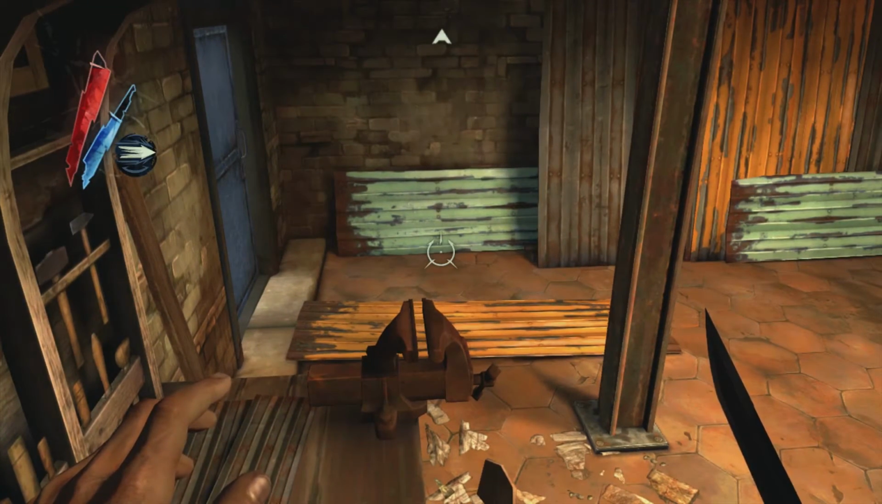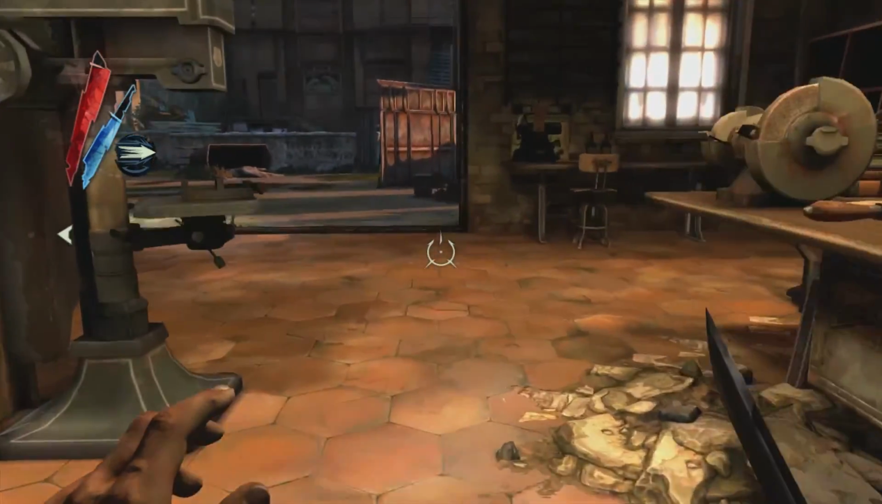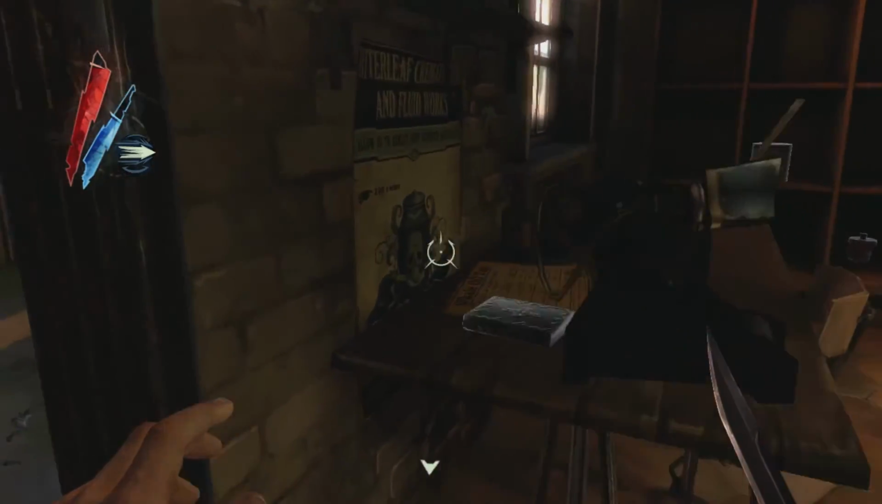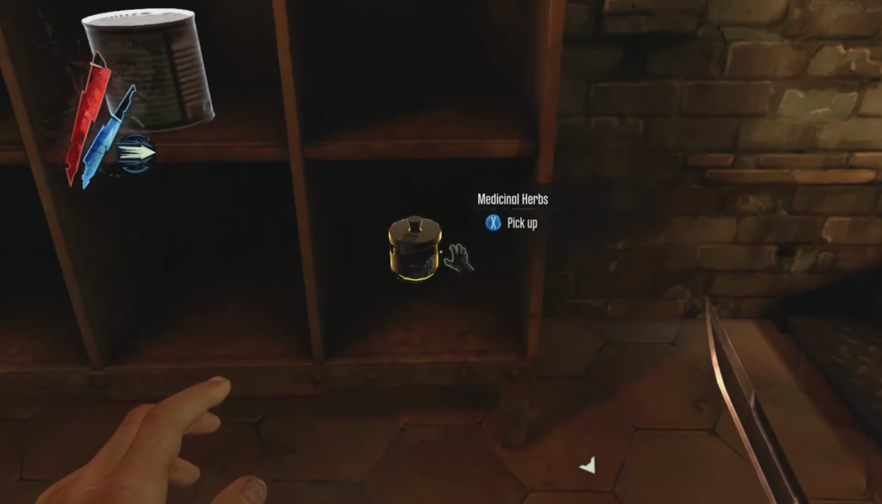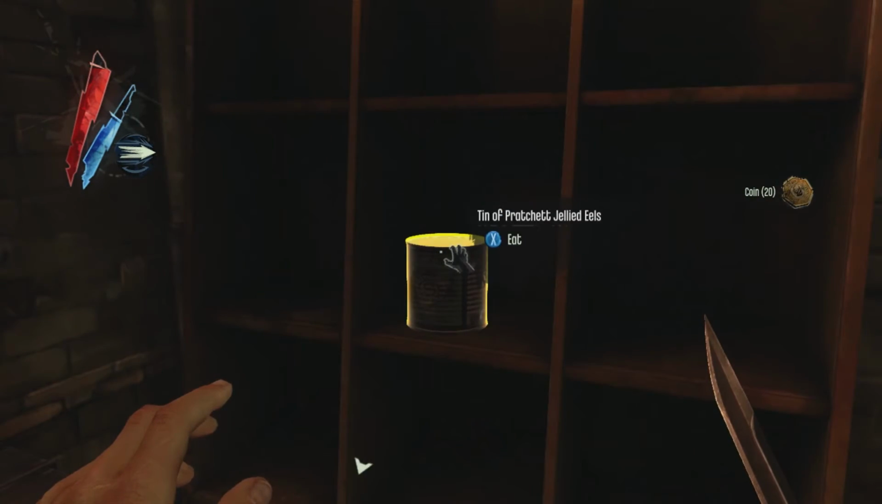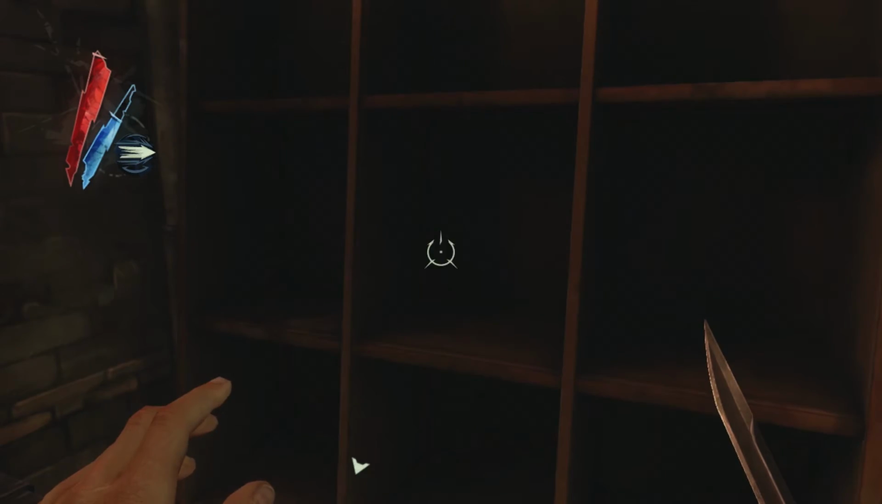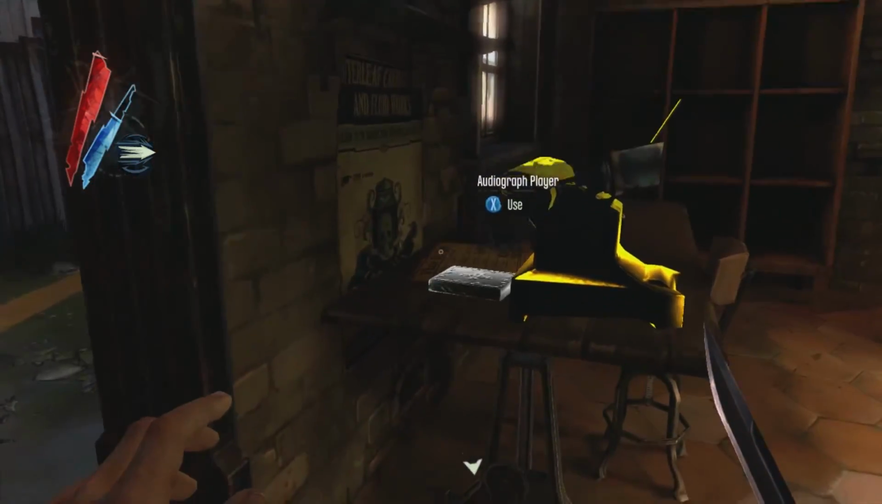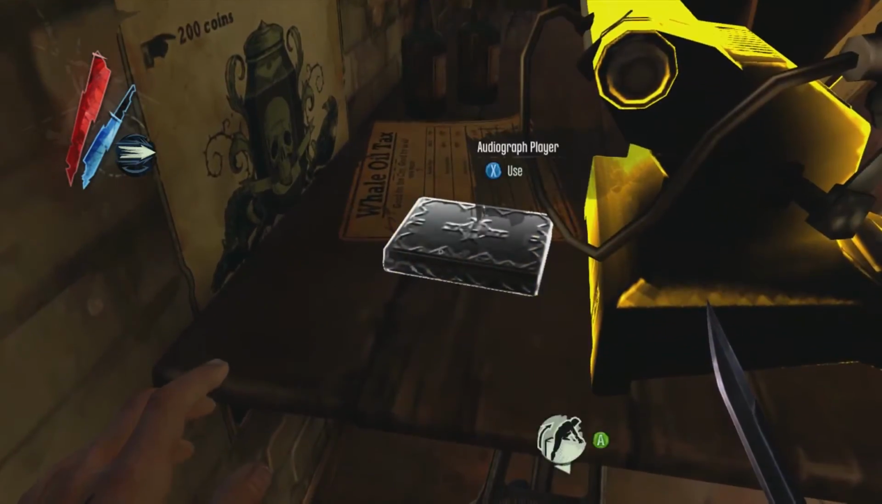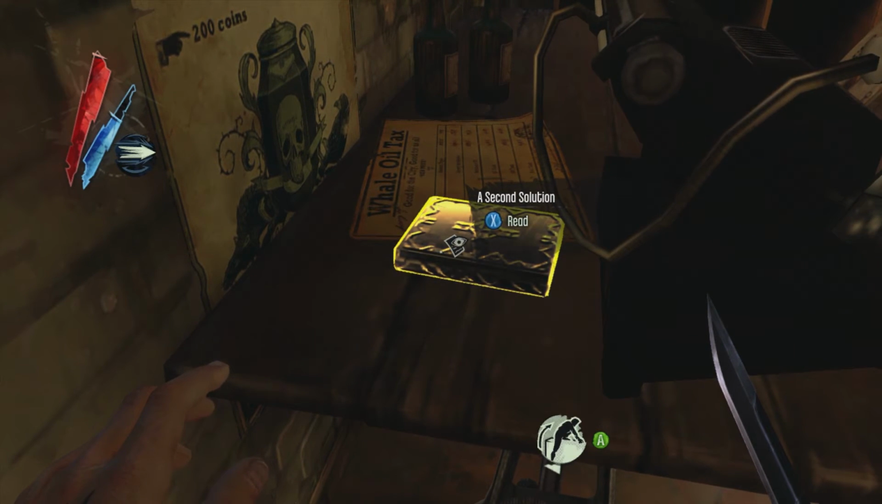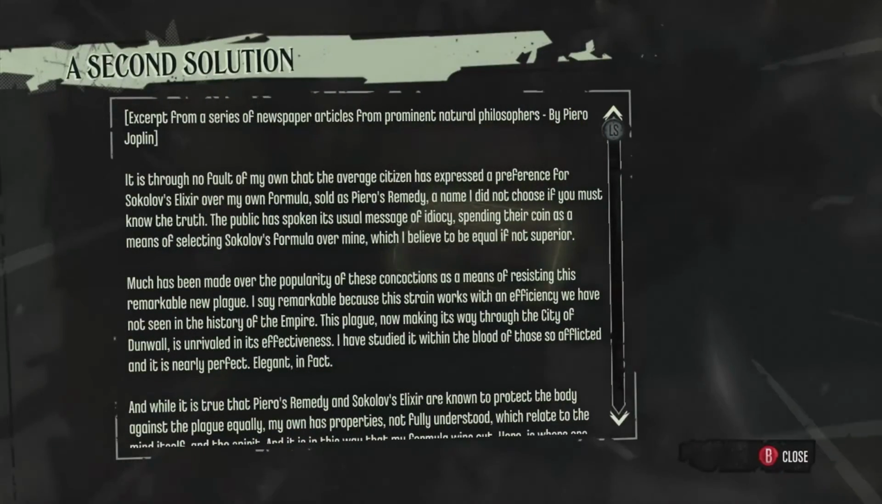Alright, so let's see what else we have here. Grab these little medicinal herbs. We don't need... Oh yeah, we do need health. And what's this book? Second Solution. Let's check it out.